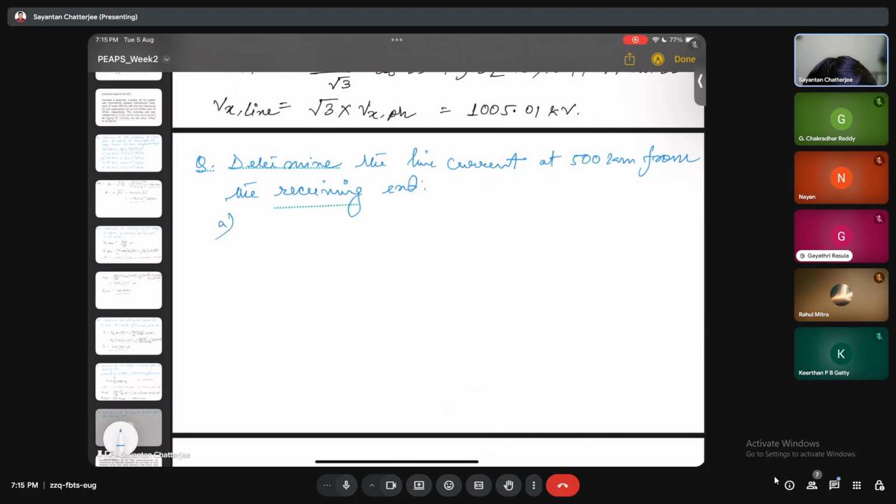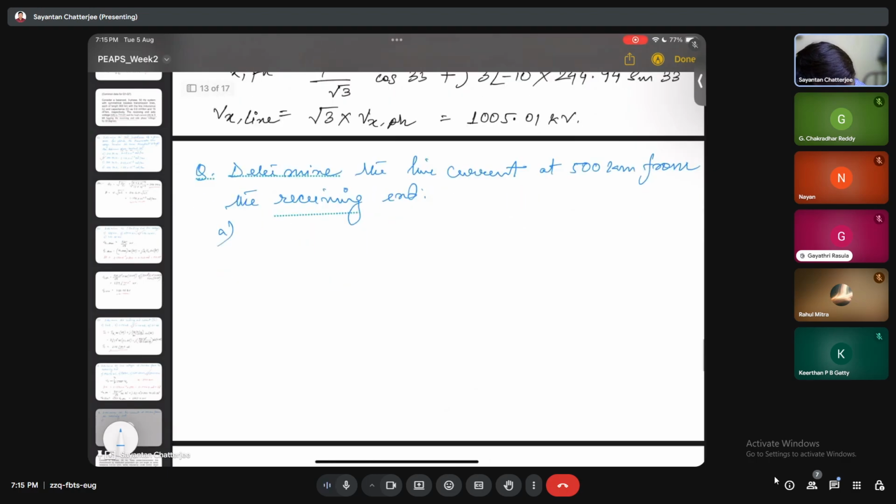Same question. Value will be 500, so everything is calculated. Beta x is also calculated. Just use the same previous formula for current and just calculate. We'll match the answers.